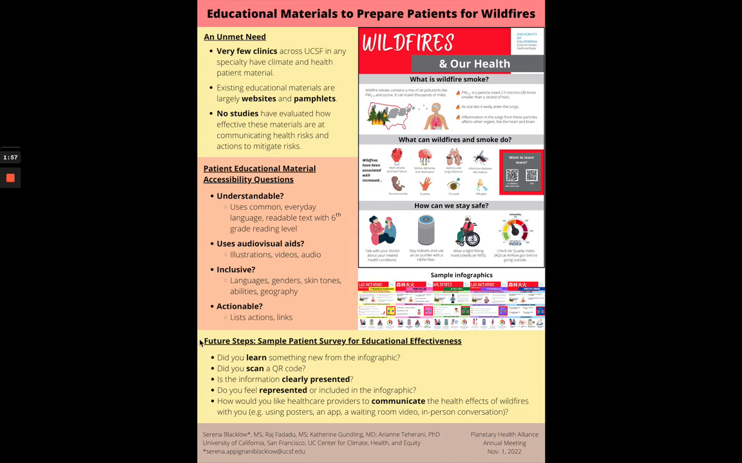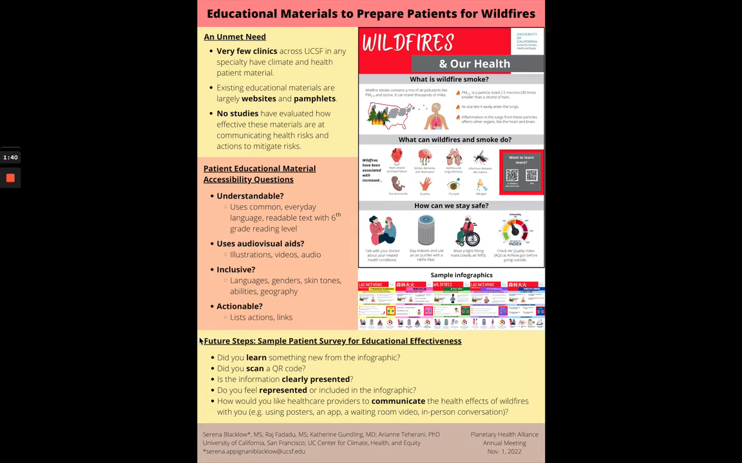And then we encourage you to go to that website, climatehealth.ucsf.edu, and download these yourselves, and then post them in the appropriate setting, whether it's clinic or in an after-visit summary, or handouts in some way.